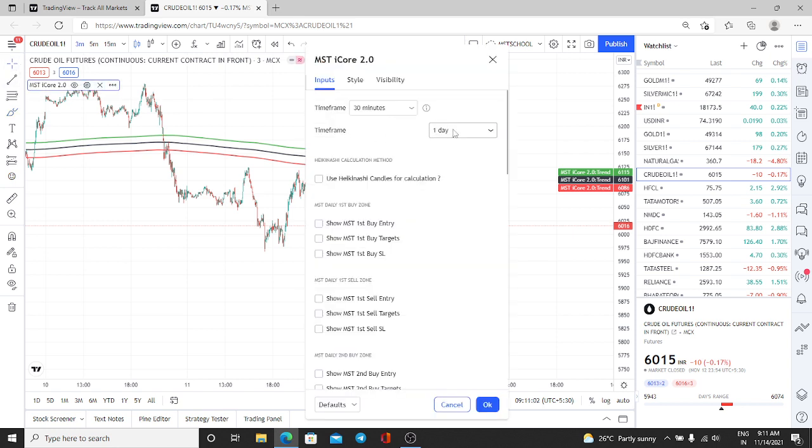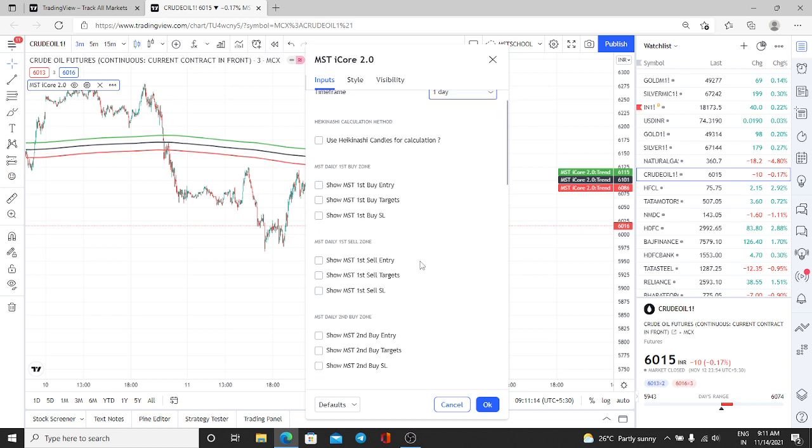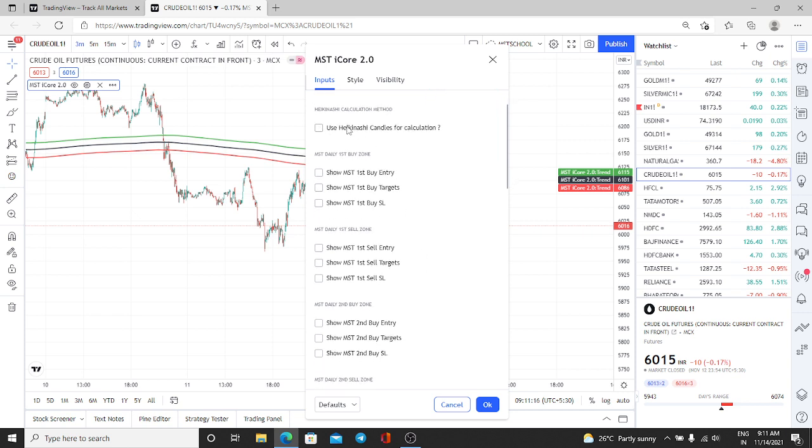Secondly, we have the time frame. This time frame by default will be 1 day. This is for the first buy, first sell, second buy and second sell. So this time frame we have to use. Secondly, we have given the option to use either normal candlestick or Heikin-Ashi candlestick. If we are using Heikin-Ashi, there will be a difference in the entry, SL and target.